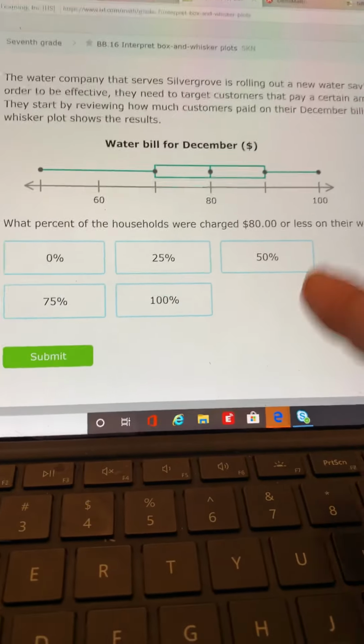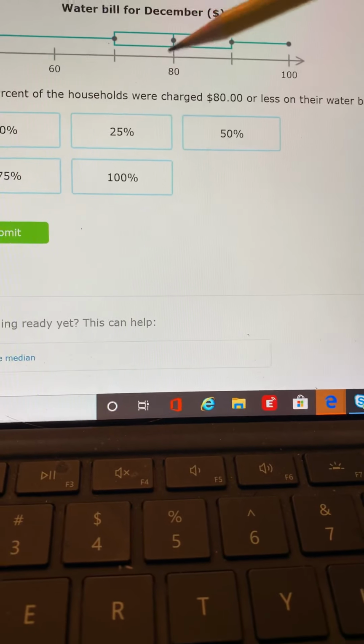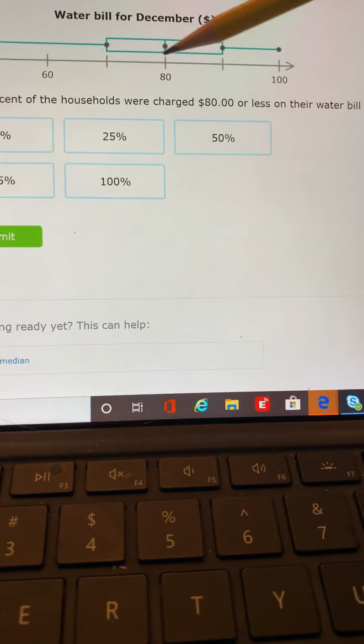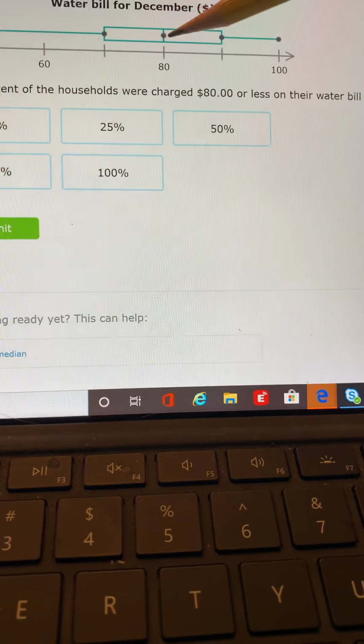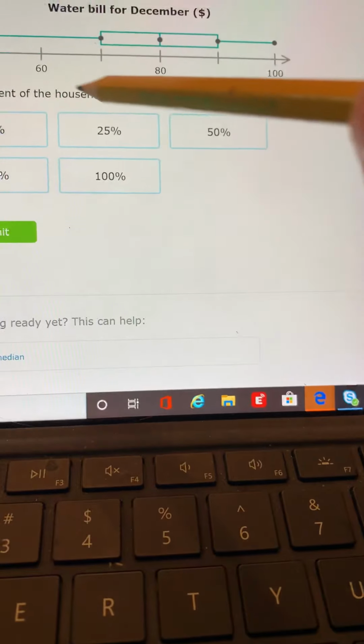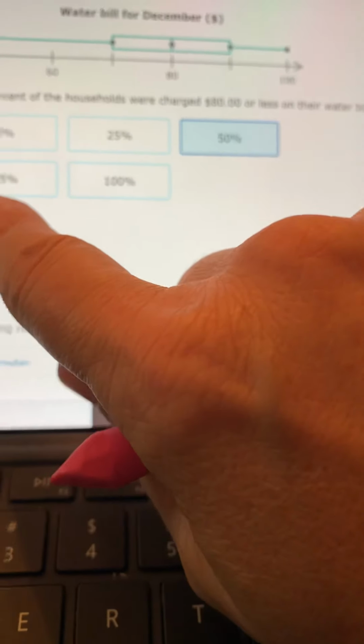What percent of households charged $80 or less? So 80 is the median, right? So this is quartile 1, quartile 2, quartile 3, max. Quartile 2 is the median. So what percent was charged 80 or less? That marks the 50th. That's a center, right?